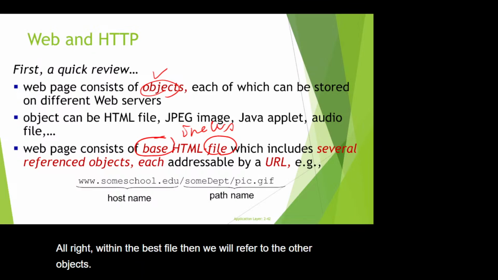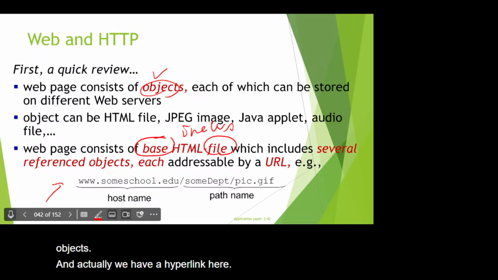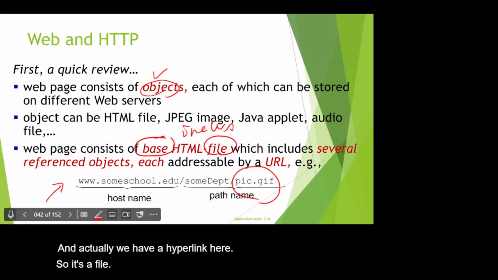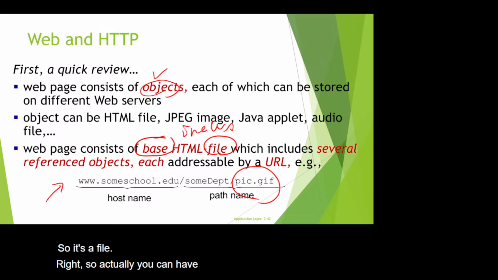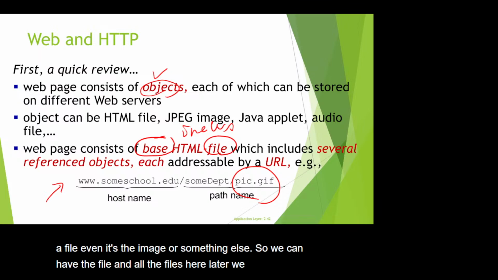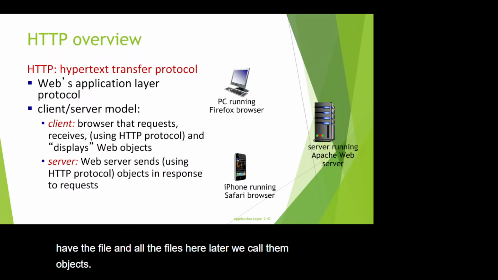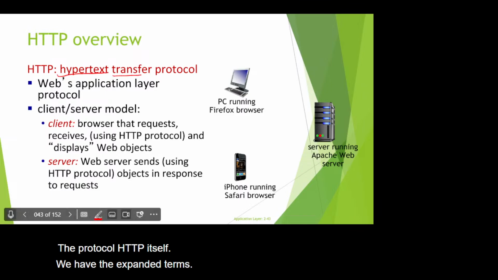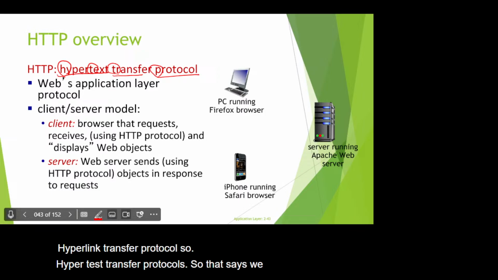And actually, we have a hyperlink here. So it's a file, right? So actually, you can have the concept, we have a file, even if it's an image or something else. And all the files here, later we call them objects. Well, for the protocol, HTTP itself, we have the expanded term, hypertext transfer protocol. So that says we have HTTP.